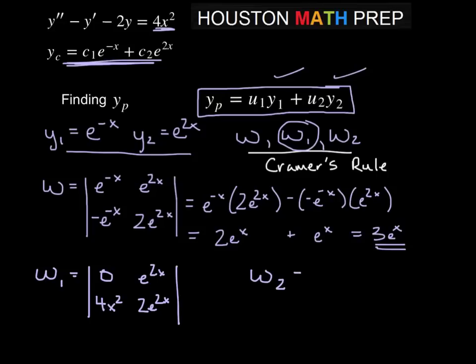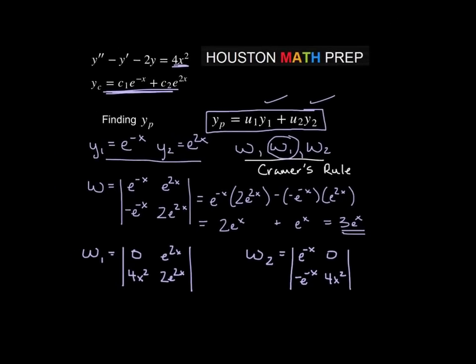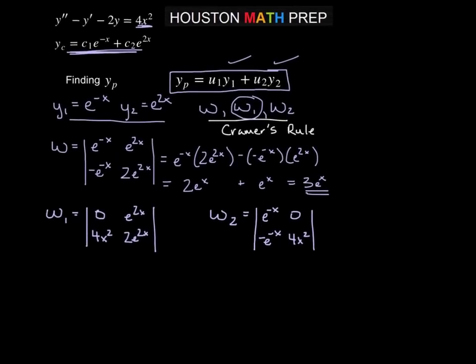W2 means we will swap out the second column of our original Wronskian. So in the second column we will have a 0 and 4x squared. And then in the first column we had e to the minus x and negative e to the minus x in the original. So now we'll find the determinants of those, and we'll have W1 and W2.